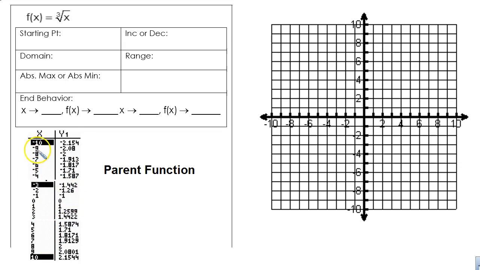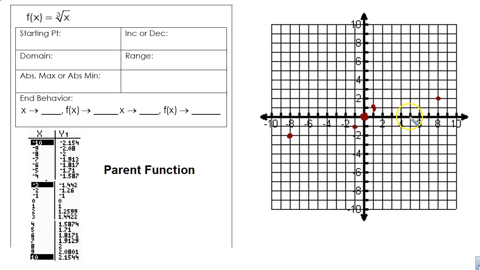So let's choose a few of these that seem like they're going to be easy to graph. Negative 8 comma negative 2 right here. Negative 1 comma negative 1. 0 comma 0. 1 comma 1. And 8 comma 2. Now these are all good points on this function because the cube root of 1 is 1, and the cube root of negative 1 is negative 1. The cube root of 8 is 2, and the cube root of negative 8 is negative 2. So they show up on the graph.